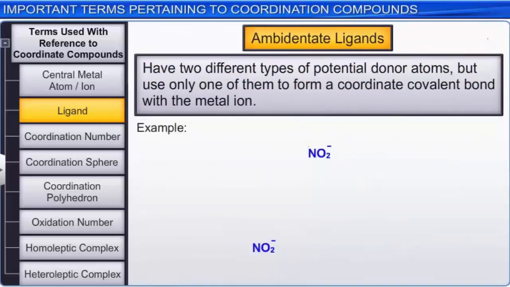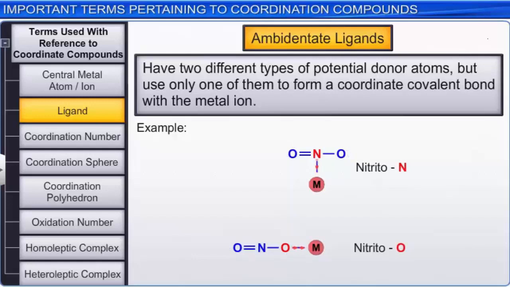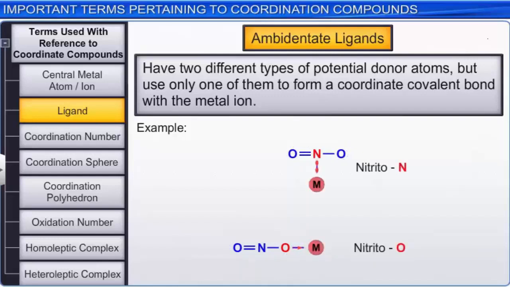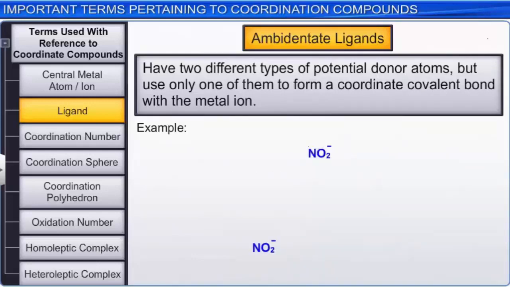So in some compounds, one atom may be the donor atom; in other compounds, the other element can be used as the donor atom. See, in this module, you could see the nitro group, NO2. NO2 can be written like this: N is placed at the center, on one side there is a double-bonded O, and on the other side there is a single-bonded O. This nitro group can exist as nitrito-N and nitrito-O.